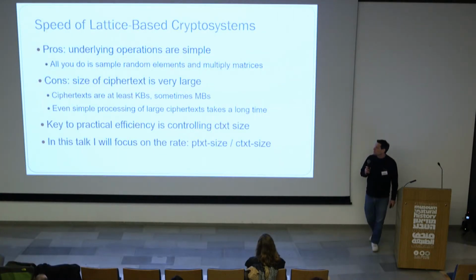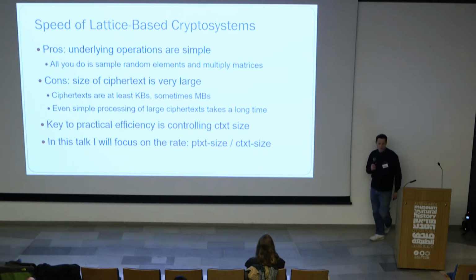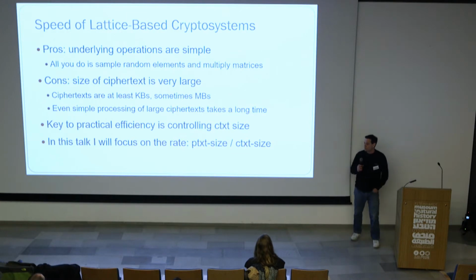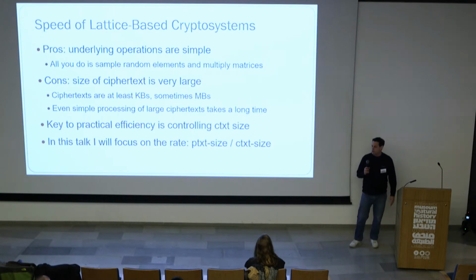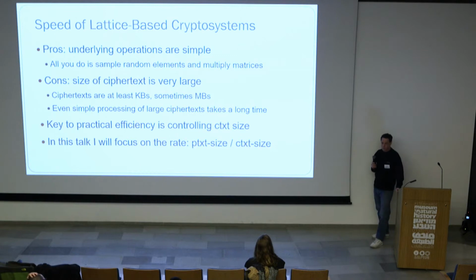The focus is trying to get practical, or at least in some instances practical, applications of homomorphic encryption of the fully homomorphic variety. If you look at the contemporary lattice-based homomorphic cryptosystems, the good thing about them is that the things you actually end up doing are very, very simple. The only thing you do essentially is sample numbers from some simple distributions and multiply matrices.